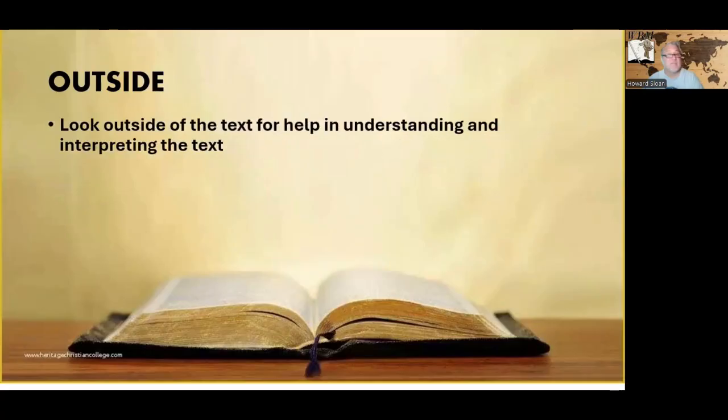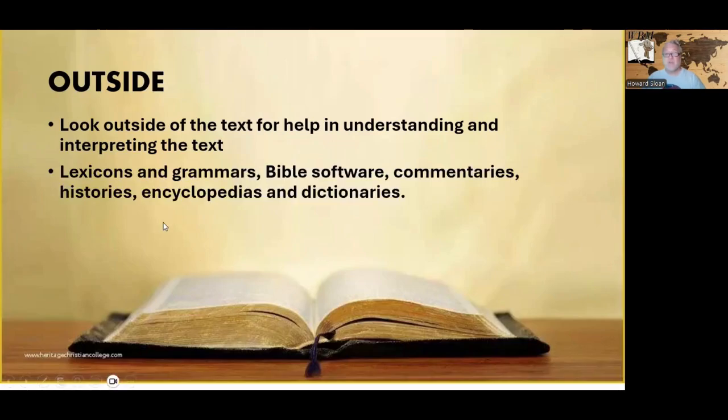Outside. Look outside of the text for help in understanding and interpreting the text. We can do this once the initial observations have been made. The exegete may consult lexicons and grammars, Bible software, commentaries, histories, encyclopedias, and dictionaries. Lexicons, grammars, and software will help sort out any linguistic issues.